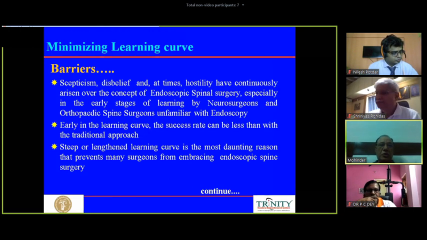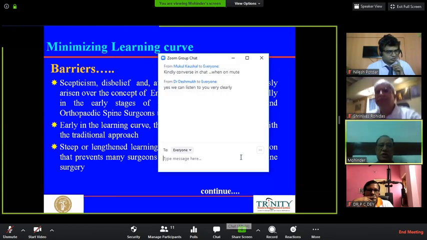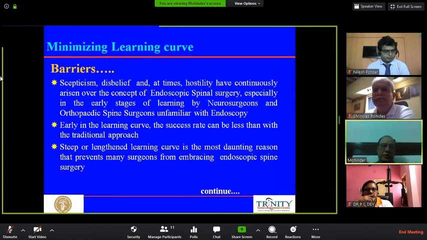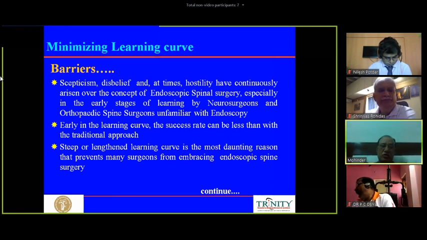So now I'll just share about the barriers. What is the obstacle to learning spine endoscopy? Skepticism, disbelief, and at times hostility have continuously risen over the concept of endoscopic spinal surgery, especially in the early stage of learning by neurosurgeons and orthopedic spine surgeons unfamiliar with endoscopy. Early in the learning curve, the success rate can be less than with a traditional approach. So these are the points which a young surgeon has to keep in mind before he embarks on the journey of endoscopic spine surgery. And of course, these techniques are more difficult to learn than microscopic techniques.